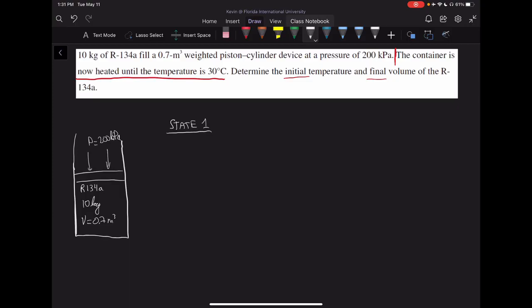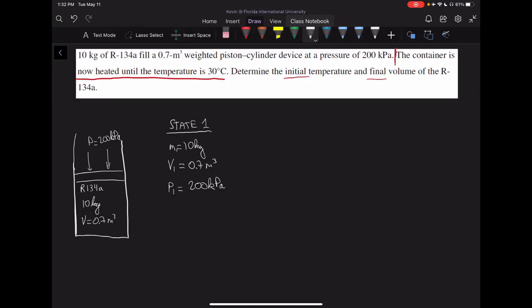And the first thing we can see is that our mass is equal to 10 kilograms. We can also stay at state 1 and we're going to put volume 1, mass 1. Volume 1 at state 1 is equal to 0.7 meters cubed. And we're also told that pressure 1 is equal to 200 kilopascals.